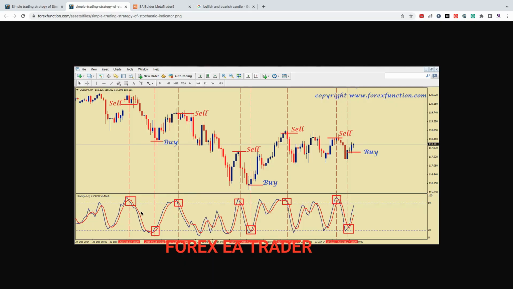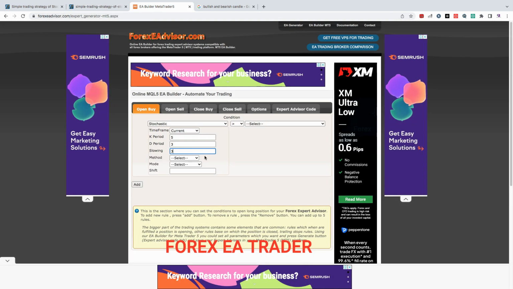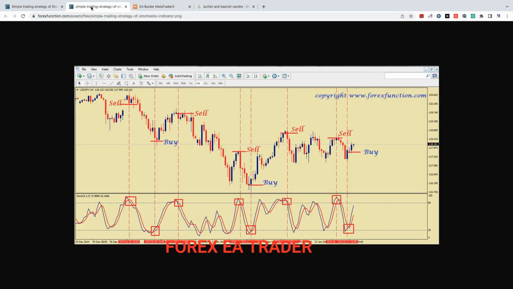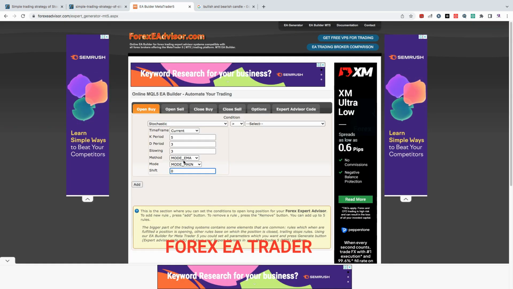And this does not mean that this strategy is going to make you money, but I'm giving you an idea. I'm showing you the direction that you need to take in case you also trade with stochastic. Also, you can use here the stochastic settings that you know have been working for you. Method, we are going to use, I think, EMA method. Mode, let's use main. Shift will keep it at 0. Did they say anything here? No. So it's up to you concerning the method and mode. Shift, keep it at 0.